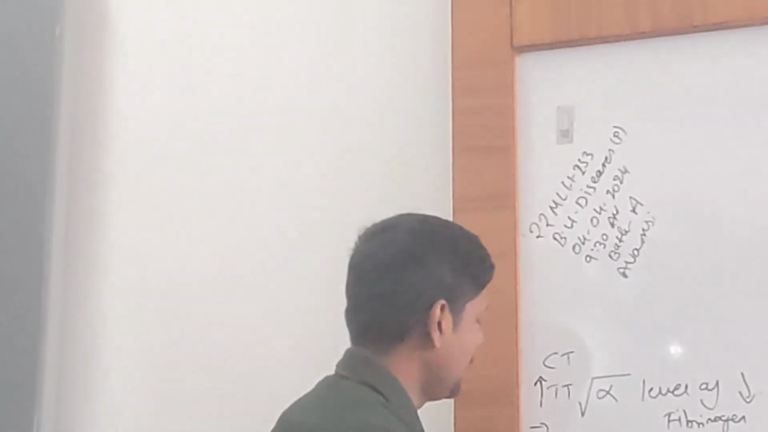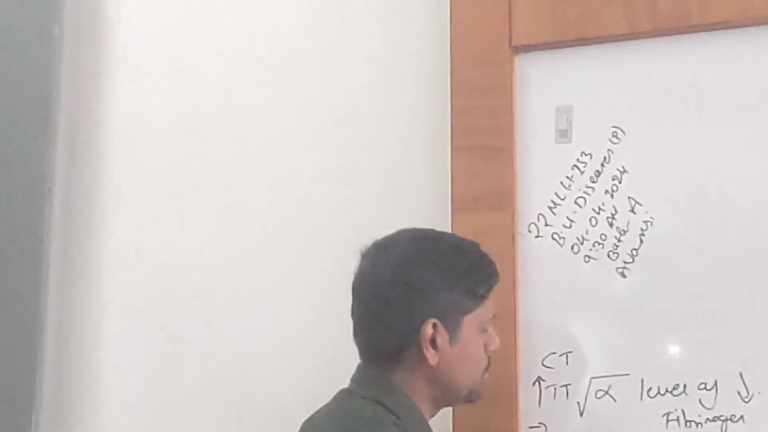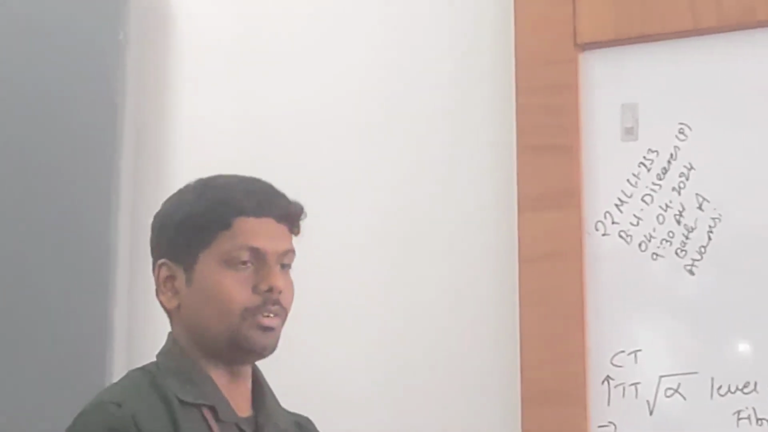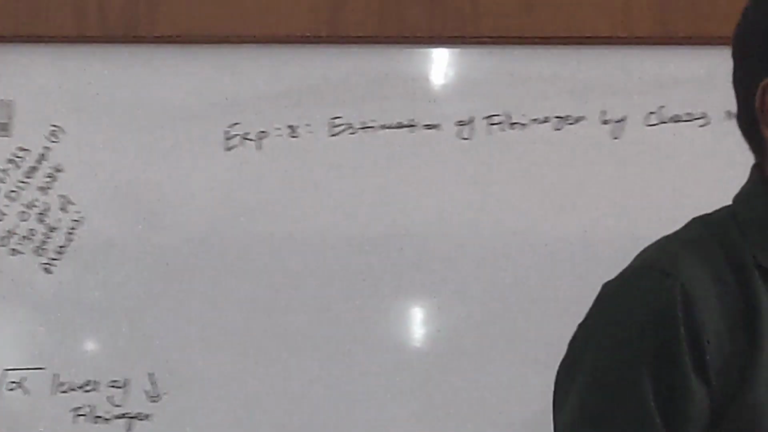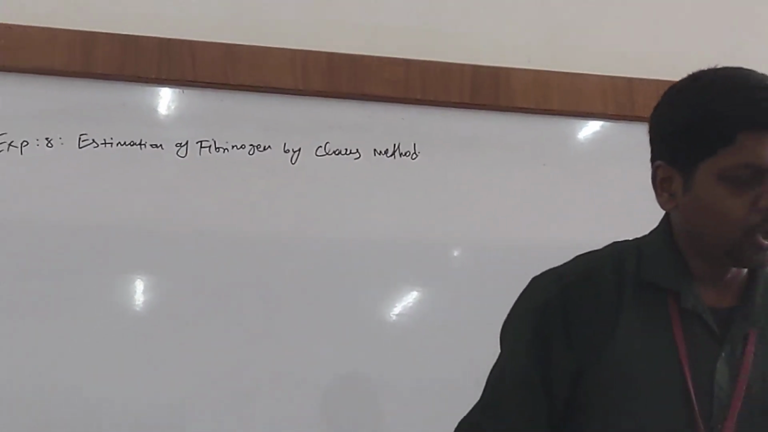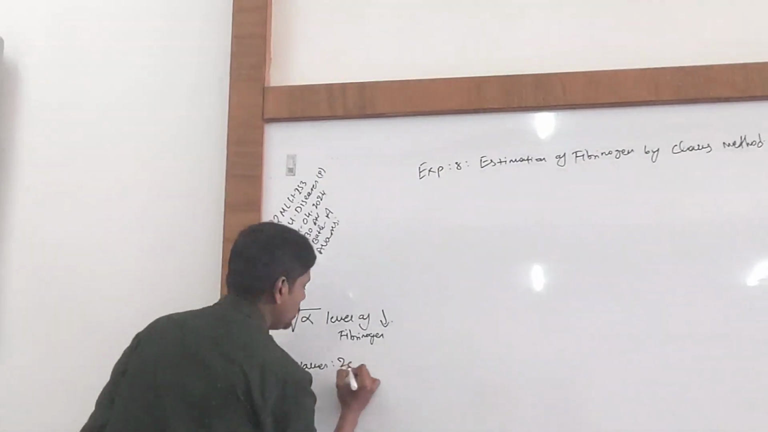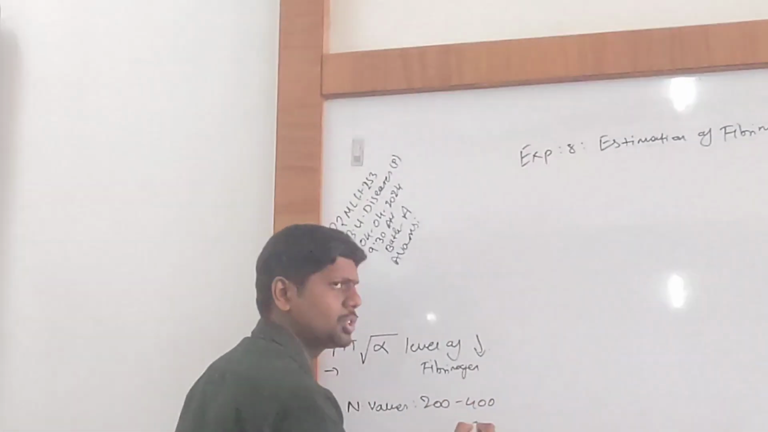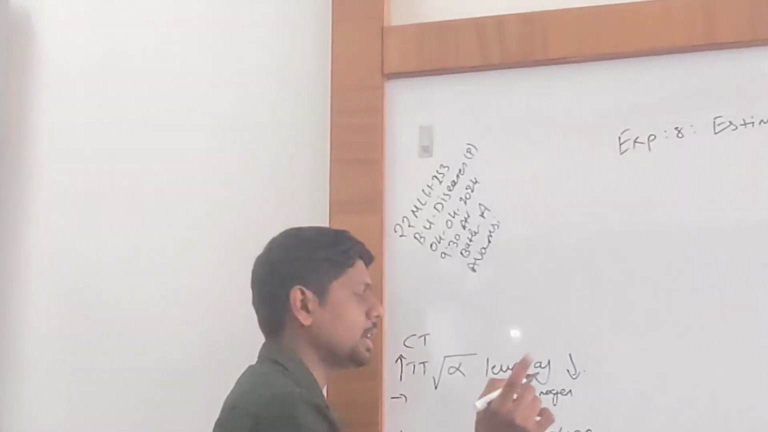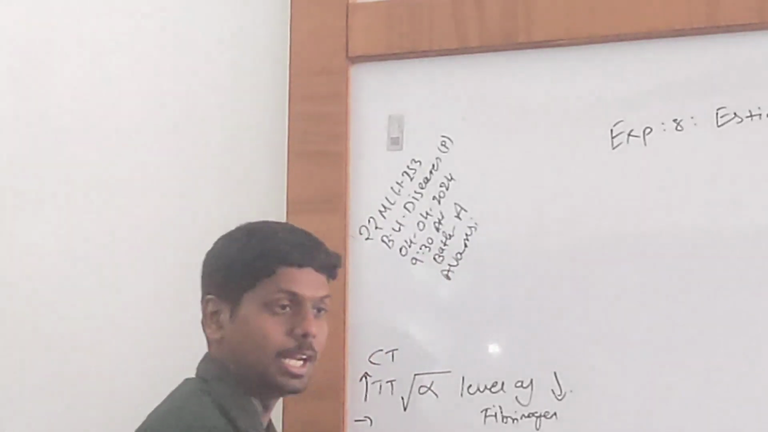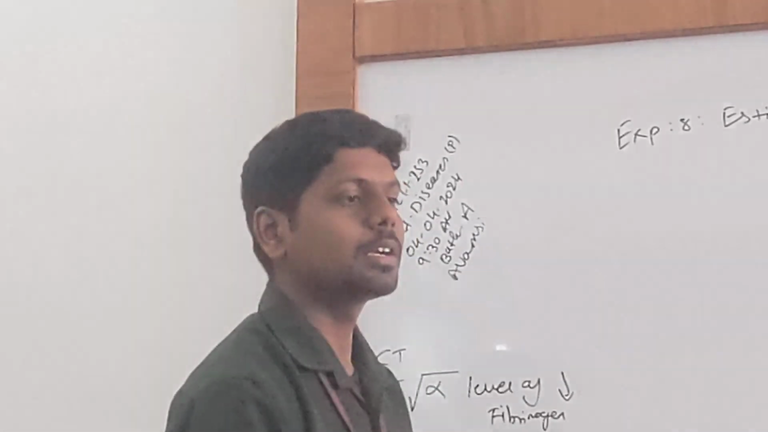Next one, normal values of fibrinogen. The normal values of fibrinogen are 200 to 400 milligrams per deciliter. Milligrams per deciliter, not per liter, okay?